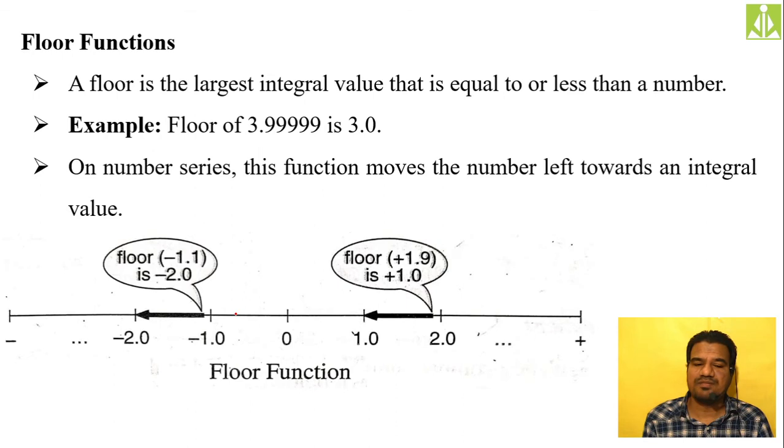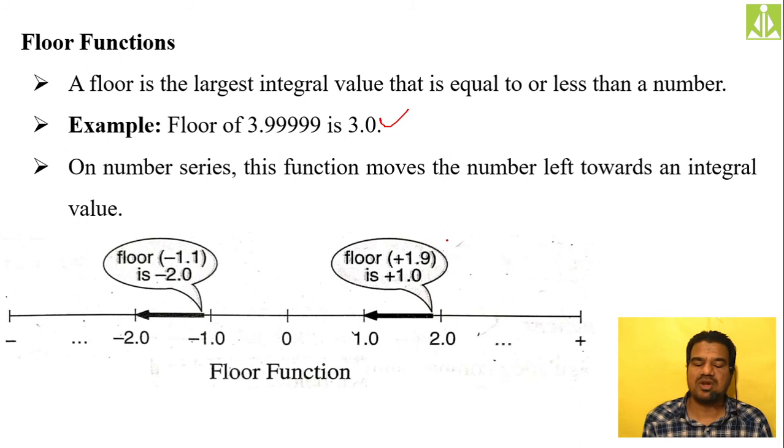So again the same three functions. As we said, equal or lesser. When you calculate floor of 3.999, you will get 3 only, because we need to get lesser. When you calculate floor of minus 1.1, you will get minus 2, because we need to get lesser. And floor of 1.9, lesser is 1, isn't it? So we will get the integral value, or whole number, in the left hand direction.